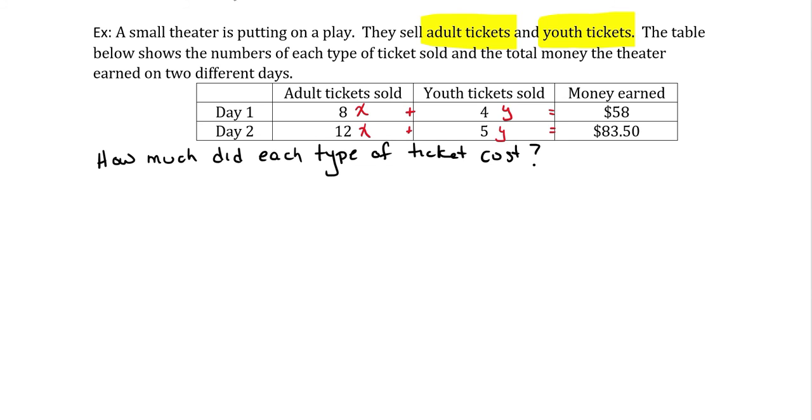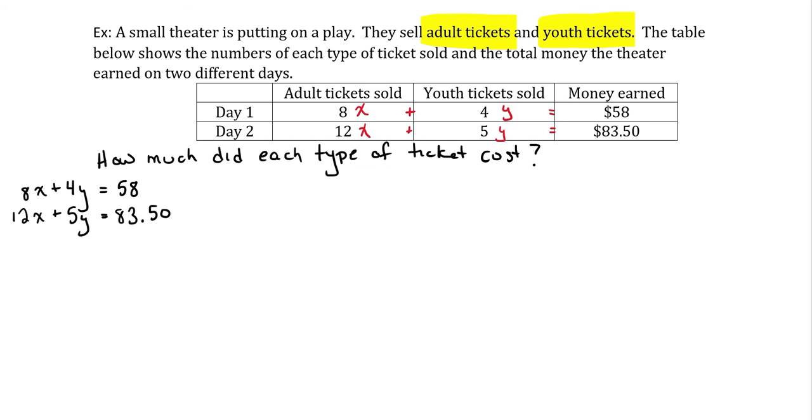So this is our first equation and this is our second equation. And let's write them. We have 8x plus 4y equals 58. And we have 12x plus 5y equals $83.50.